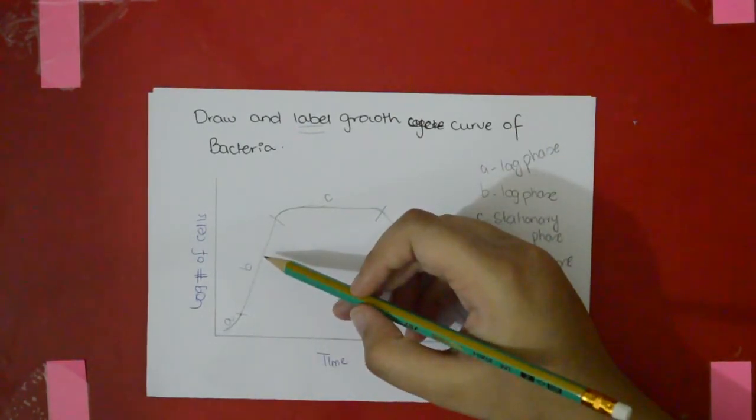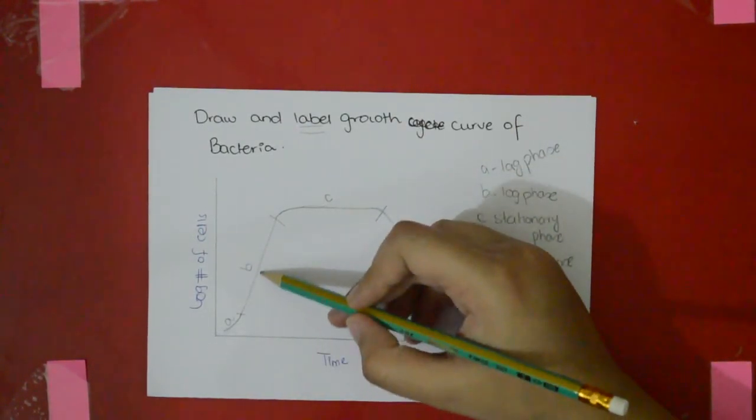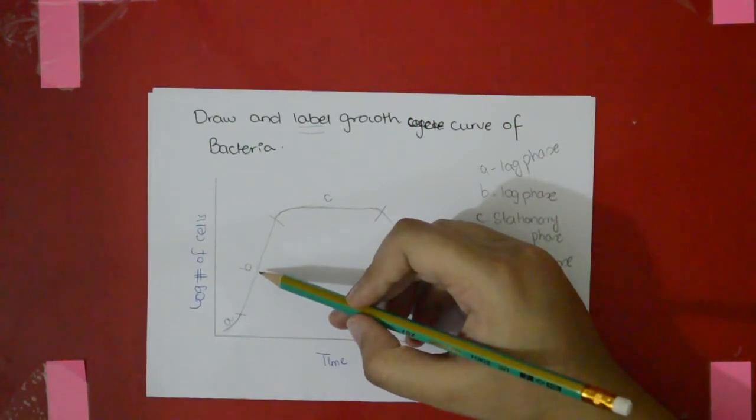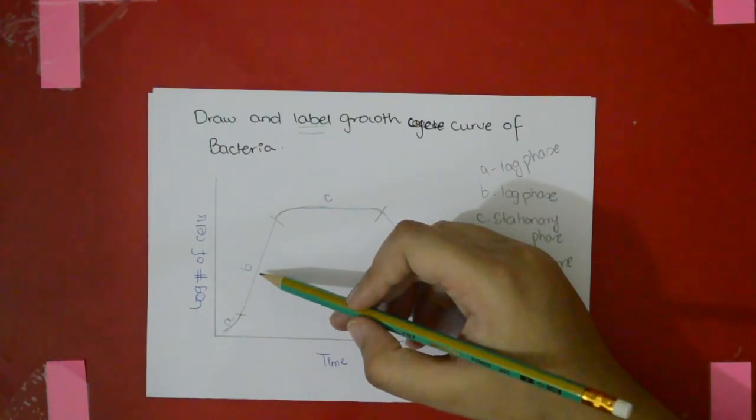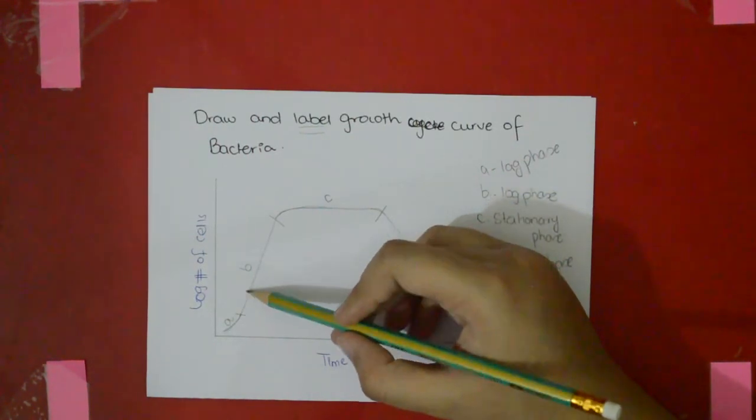Then there is the log phase. In the log phase rapid cell division is occurring, and the beta-lactam drugs such as penicillin act at this phase, because during this phase cells are making peptidoglycan, that is when they're dividing. And the log phase is also known as the exponential phase.